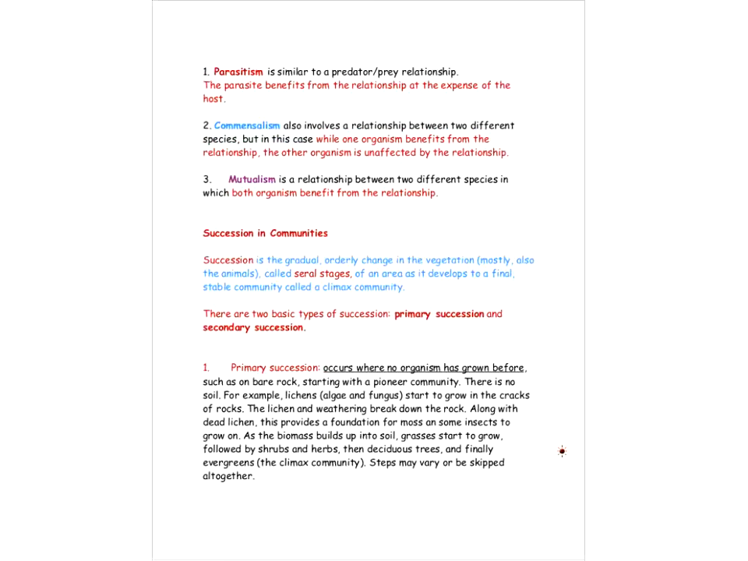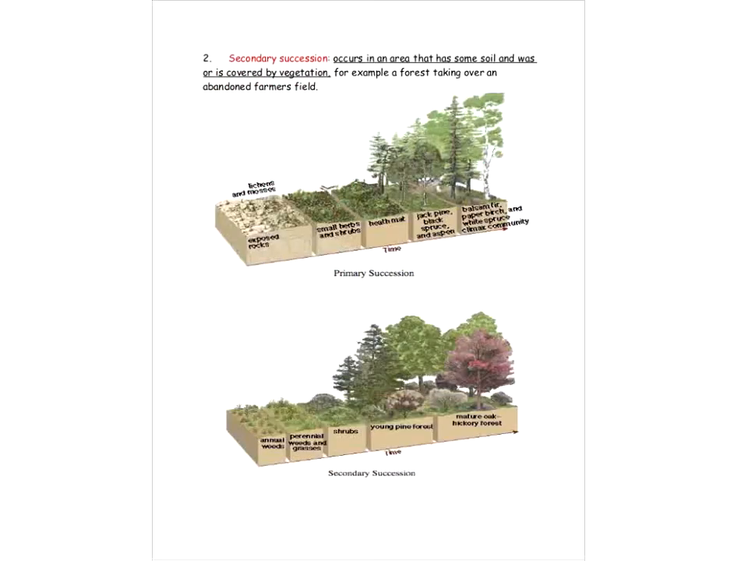Secondary succession occurs in an area where there has been some soil, but it's been covered over by vegetation. For example, a forest taking over an abandoned farmer's field is an example of secondary succession. So here's a picture of primary succession. You can see we had rocks, but eventually they're going to break down and produce soil, you're going to get these small herbs, and then larger and larger plants until eventually you've got this climax community at the end.